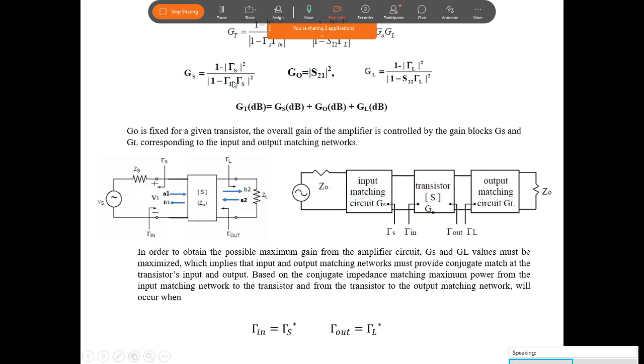So you should get some value of TOS. That TOS should give GS equal to whatever you need. For example, I need 4 dB. What should be the value of TOS? Again, TOS depends upon ZS, that means the impedance looking in this direction. So using the input impedance, you change the 50 ohm. This is 50 ohm, maybe fixed.